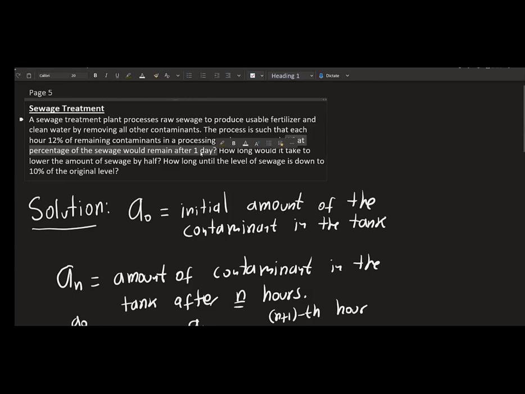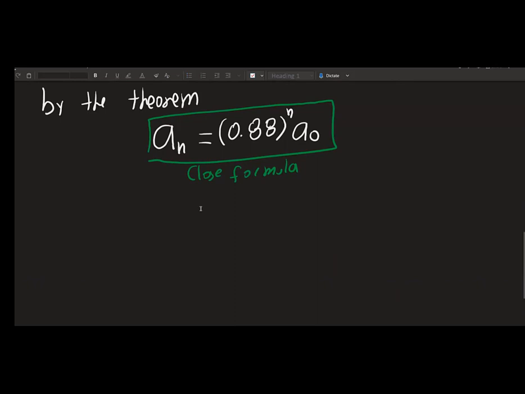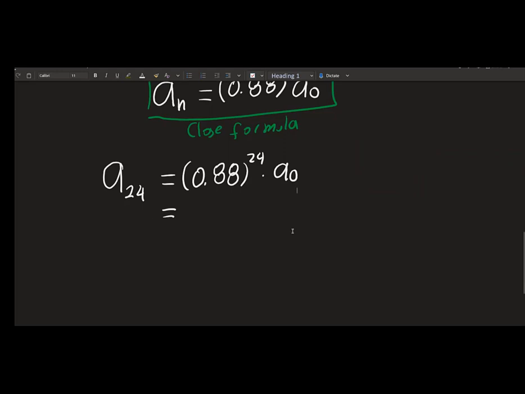Now remember, this AN that is here is measured in hours. So what we really want here is A of 24. A of 24, which is basically just plug it right here. No need for recurrence formulas. It's going to be 0.88 to the 24 power times A0. In this case, you probably have to use the calculator for that or Mathematica. And this is going to give you approximately 0.05 of A0.